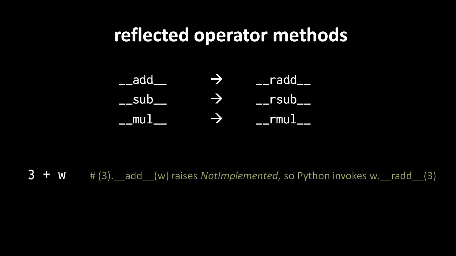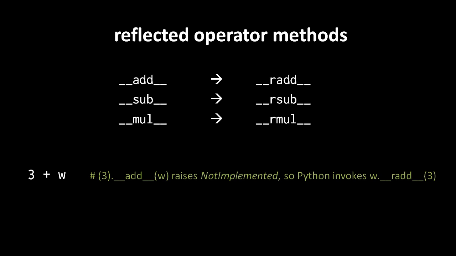So here, for example, if we have the code 3 plus w, assuming w is an instance of some class we've defined, first Python will invoke the add method of the int object, and w will get passed as the argument. But the add method in this case will raise the not implemented exception because the standard int method isn't defined to add together a standard int object, the number 3 here, with some instance of a class you've defined. So it will raise the not implemented exception, and that triggers Python to then invoke the radd method, the reflected add method of the w object with 3 passed as argument.